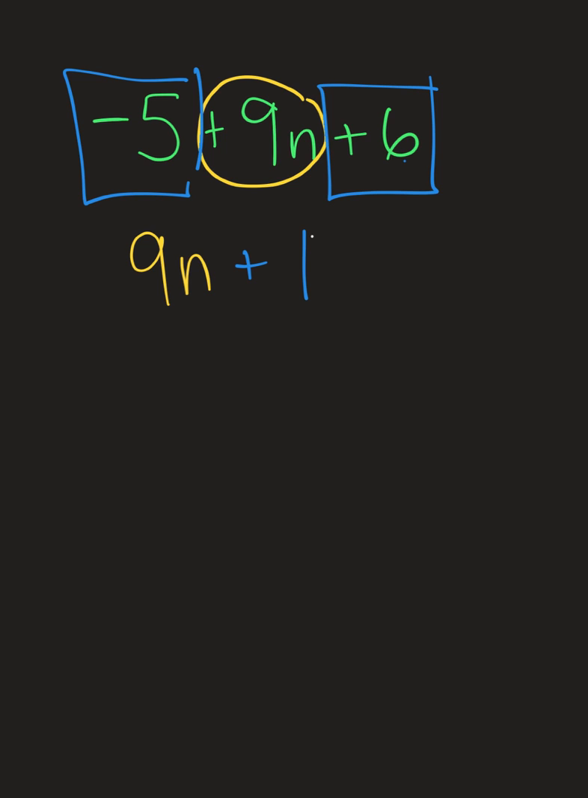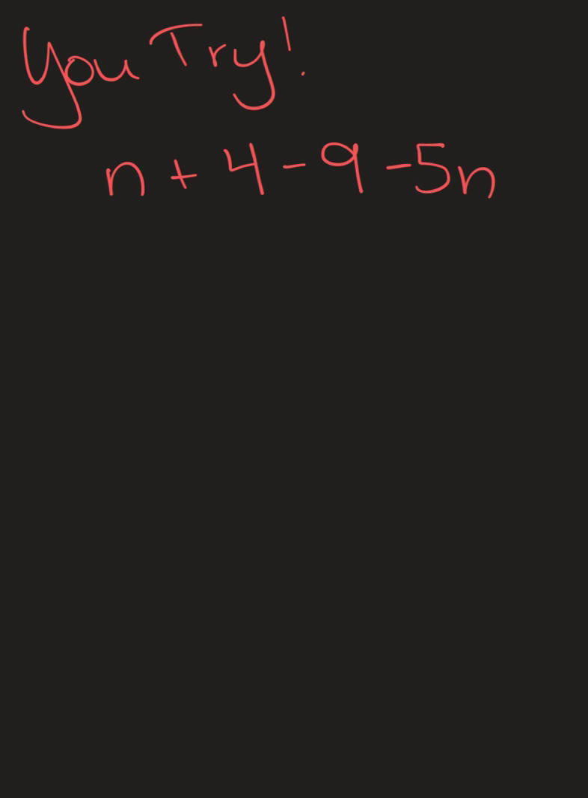Now, this is my final answer. I cannot combine those because 1 and 9n are not like terms. They don't have the same variable. So I'm going to make sure I'm consistent and that I do not cause myself any trouble by putting those together when they are finished. Go ahead and give this one a shot yourself. Pause the video, and then when you're ready, go ahead and continue on.